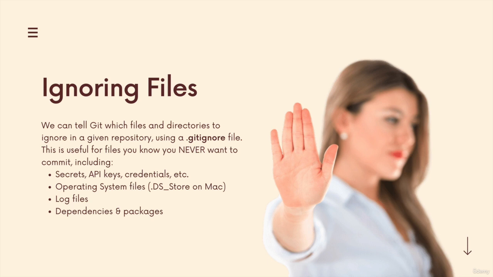Other things include operating system files. So on a Mac, there are these pesky DS_Store files. They have nothing to do with your project or your code. They just show up in directories. They're system hidden files, so you don't want to track those with Git. There are similar files on Windows with a different name.